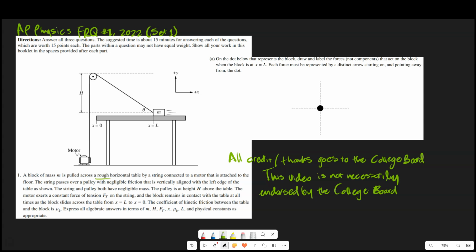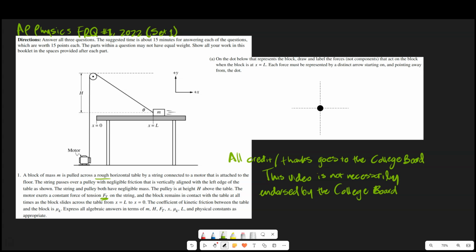And that means the tension in the line is going to be the same tension on the motor that you would have on the block. Okay, the next sentence says the pulley is at height h above the table. The motor exerts a constant force of tension, and they're defining tension as F sub t. I've written F sub t many times, but I've also written just tension. I typically just write T for capital tension. Here, I personally am going to have to be careful to write this as F sub t.